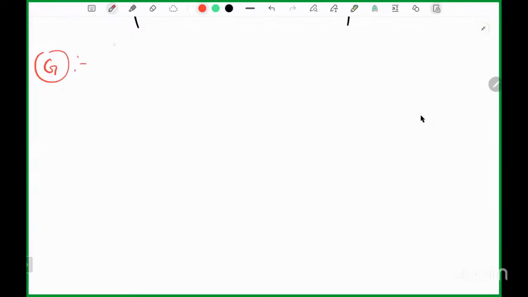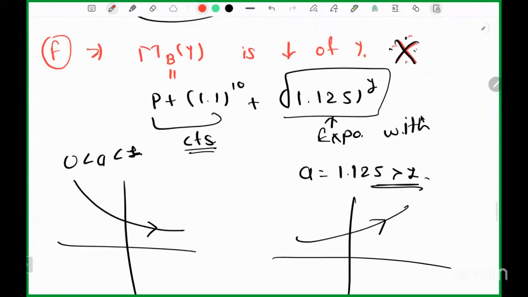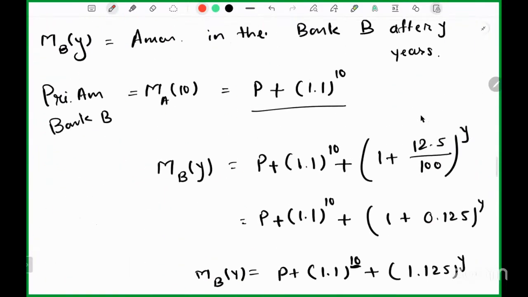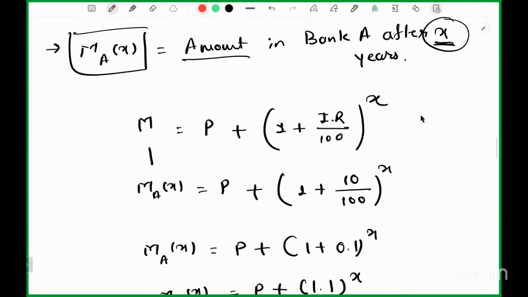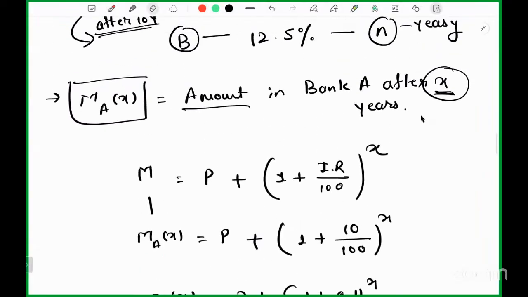So the next option says that MB of n is equal to P into... I think in the option we have multiplication only. Can you guys recall the formula? Because now I am confused whether there is multiplication here and addition here, or addition here and multiplication here. What is the formula? Let me check by myself.